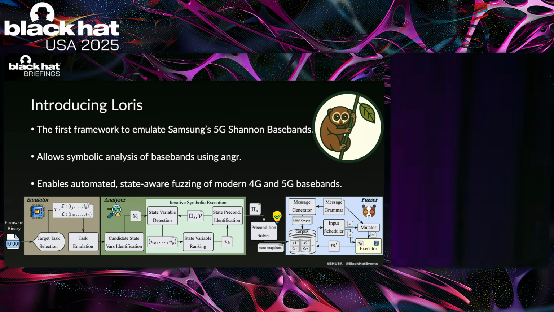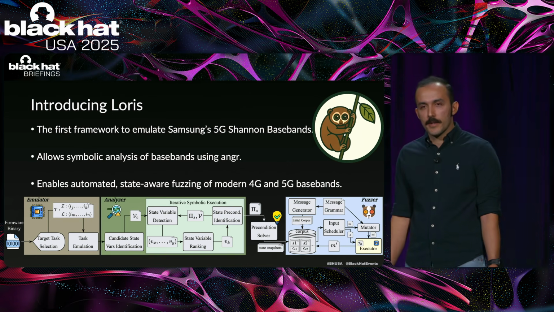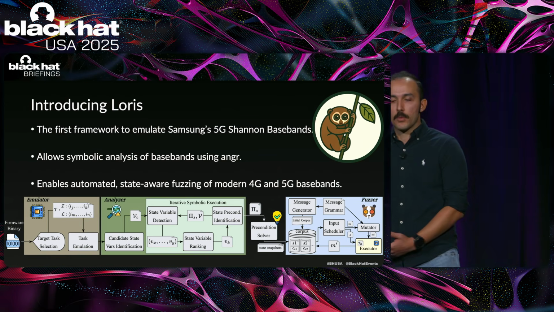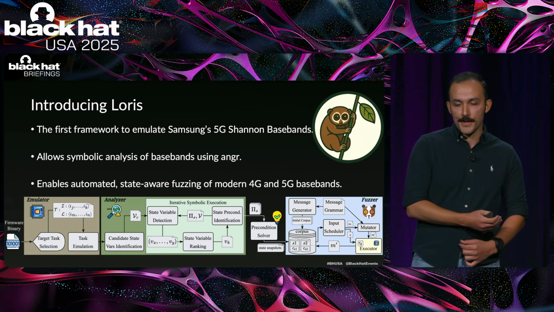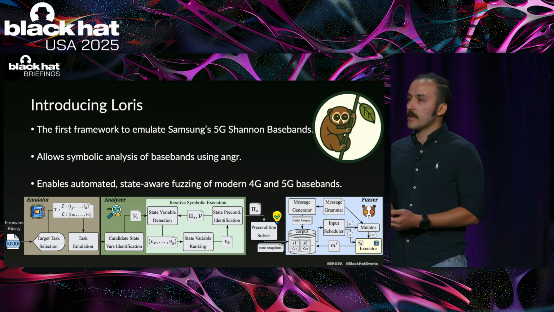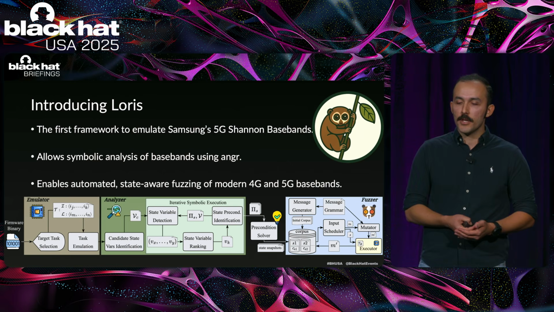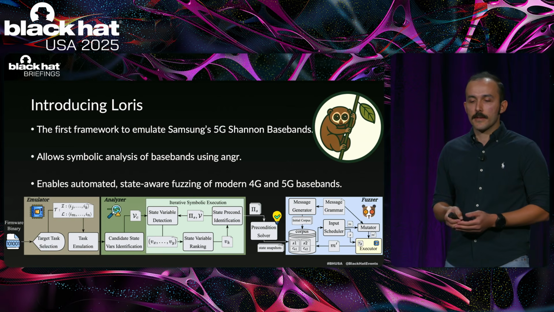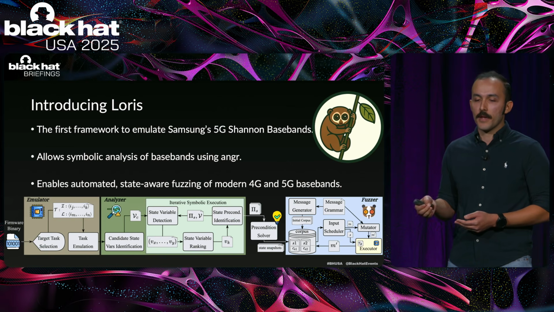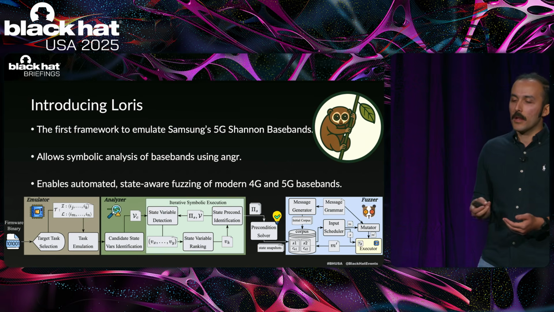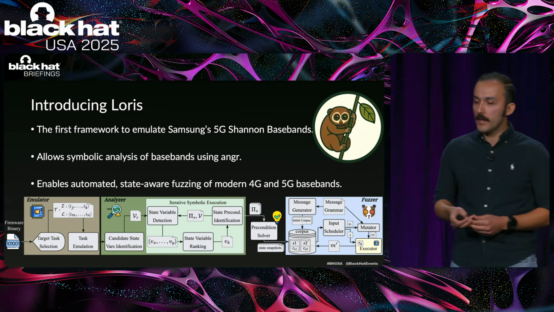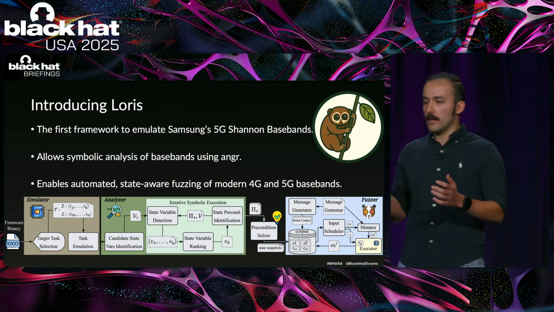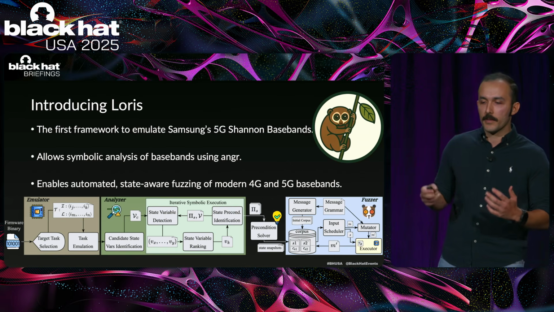We have developed a tool called Loris. It's an emulation environment designed for Samsung 5G Shannon basebands, but the emulation is just one part. The real power comes from its analyzer. We have integrated our emulator with the angr symbolic execution engine that lets us analyze baseband binaries symbolically and reason about their internal state. So putting it all together, Loris enables automated state-aware fuzzing of both 4G and 5G basebands. I know it sounds like a lot at this moment, but don't worry about it. We're going to explain every piece of it.